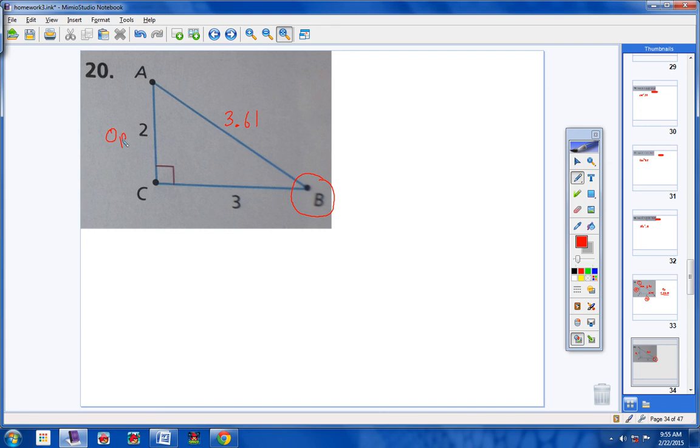This is my opposite side. Here's my right angle. This is my hypotenuse. This is my adjacent. So the two sides that I want to use are my opposite and my adjacent. That's tangent. Tangent is the trig function that has opposite and adjacent. So I'm going to say tangent of angle B, which is the angle I'm looking for, equals opposite over adjacent. Alright? So because I'm missing an angle, I'm going to type into my calculator inverse tangent of 2/3.